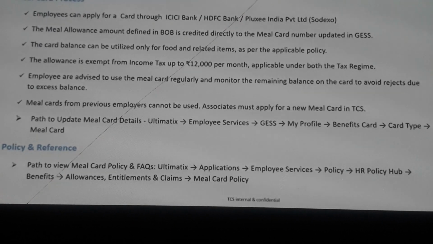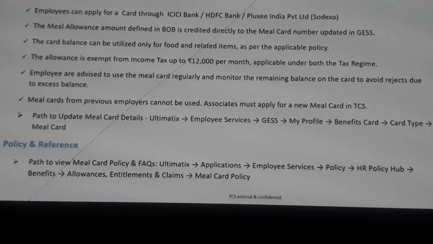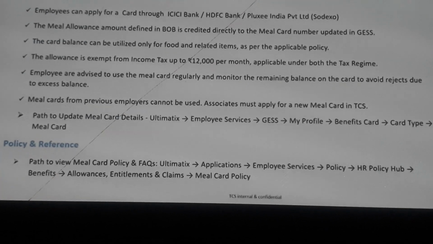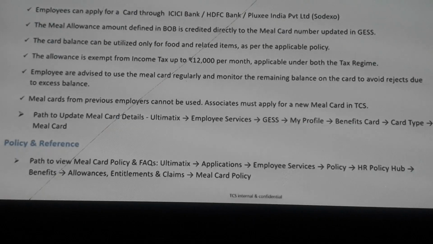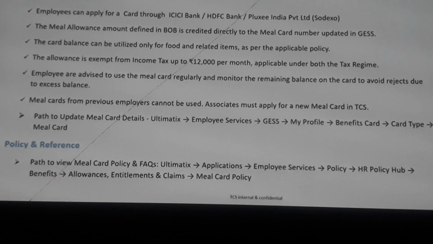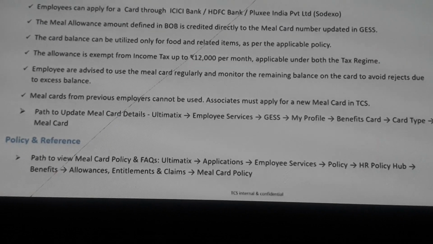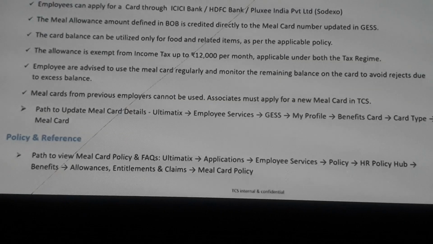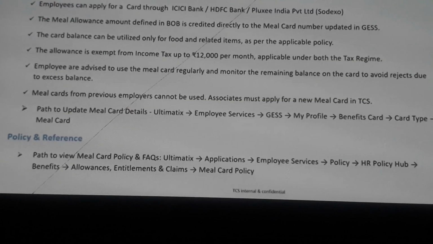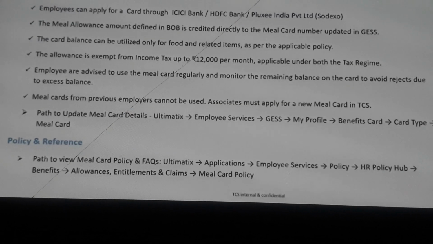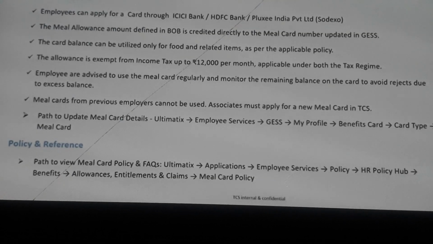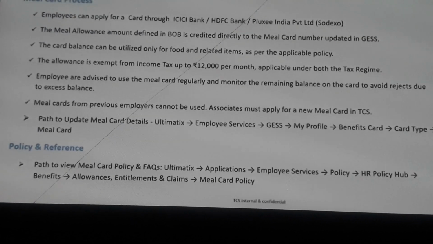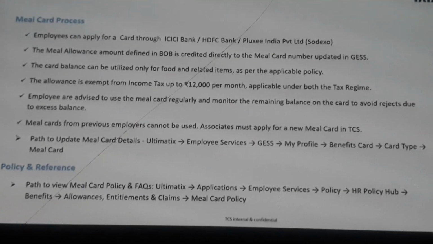Meal card can be applied from ICICI, HDFC or Pluxee. The meal allowance has to be defined in the bouquet of benefits. The card details are to be updated in GSS. Post that, BOB allocation can be done, and on a monthly basis the respective amount will be loaded to the card. This allowance, up to 12,000 per month, is a tax-free amount for the associate.